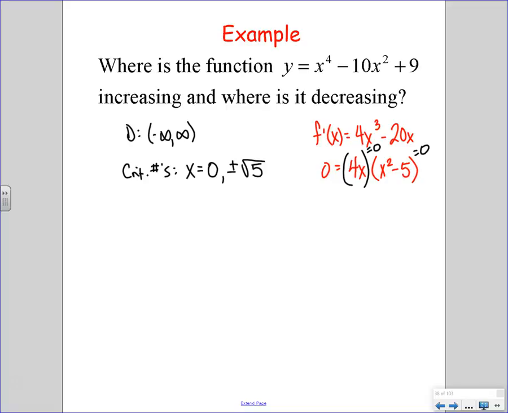Okay, is everybody caught up? First one, 4x equals 0, solve, x equals 0. X squared minus 5 equals 0, x equals plus or minus square root of 5. Good. Okay, what do we do with all these? Make a number line.